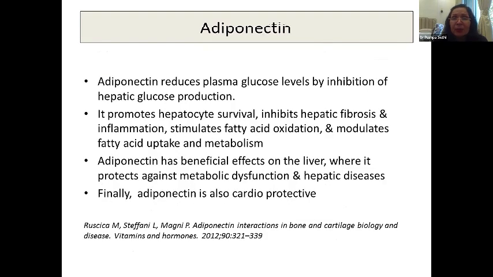Adiponectin reduces plasma glucose levels by inhibition of hepatic glucose production. It promotes hepatocyte survival, inhibits hepatic fibrosis and inflammation, stimulates fatty acid oxidation, and modulates fatty acid uptake and metabolism. Adiponectin has beneficial effects on the liver, where it protects against metabolic dysfunction and hepatic disease. Finally, adiponectin is also cardioprotective.